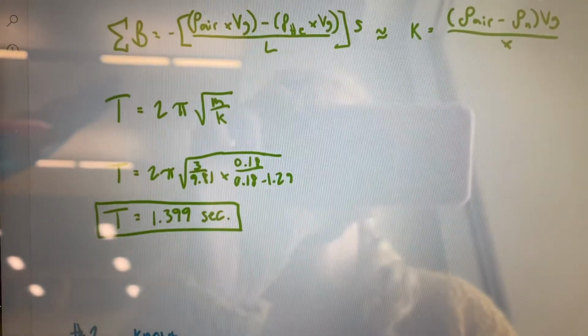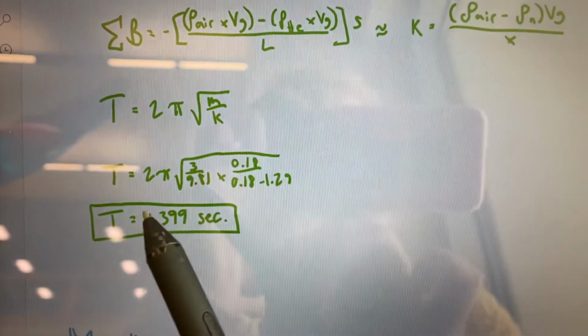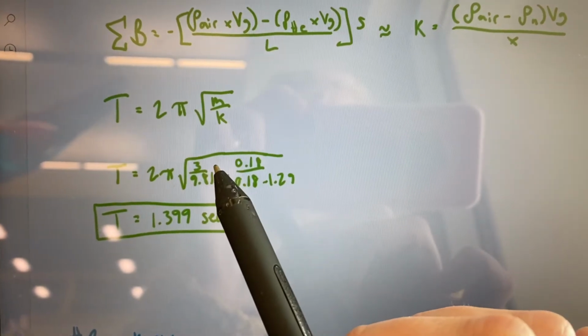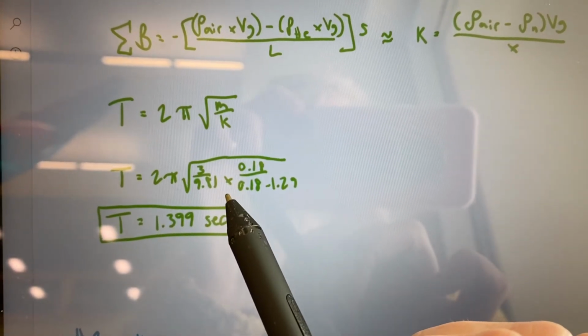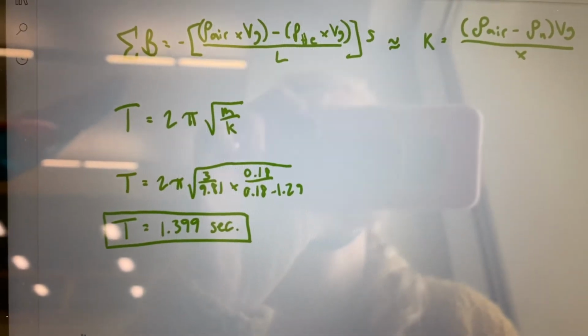And then to find its period, we take period equals 2 pi times the square root of m over k, insert the information that we have, do the math, and we end up with 1.399 seconds for the period.